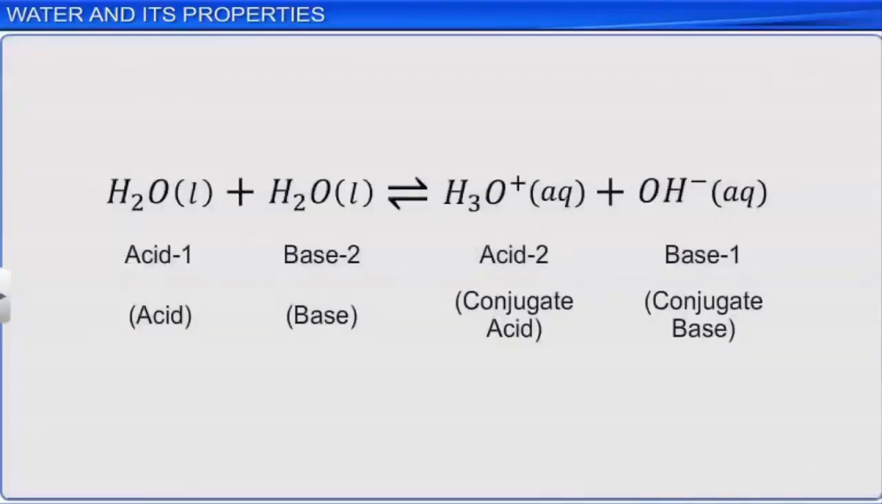Water also undergoes autoprotolysis or self-ionization, in which one molecule of water acts as acid 1 and another molecule as base 2 to give a molecule of acid 2 and base 1. These are also known as conjugate acid and conjugate base.